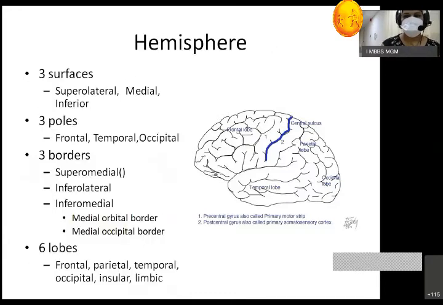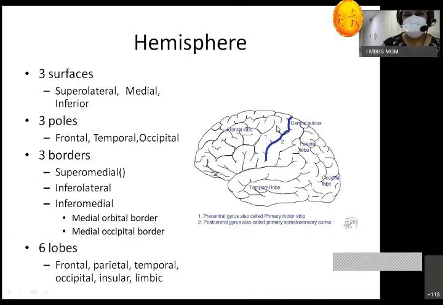Now, in general, how to describe this hemisphere? This hemisphere has three surfaces, three poles, three borders, and six lobes. So what are these three surfaces? The diagram represents the superolateral surface. This surface is convoluted because of the sulci and gyri, and it is a convex surface. The medial surface will be flat, and the inferior surface is again irregular in shape.